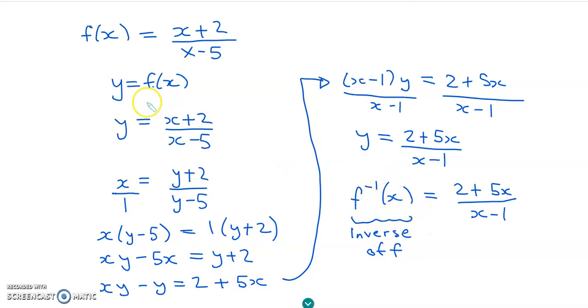And it's very simple. All you have to do is replace f of x with y, then swap the roles of x and y, then solve for y in terms of x, and then replace the y by the symbol f inverse of x. So that's what it is. This is the inverse.